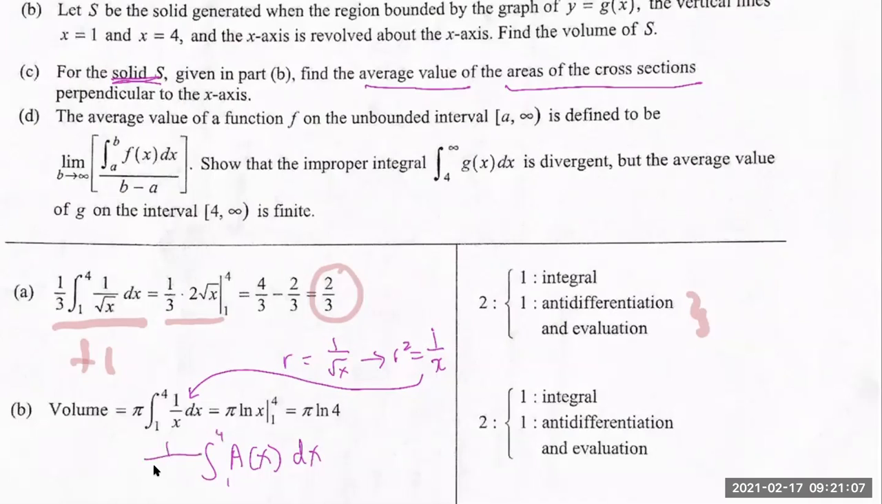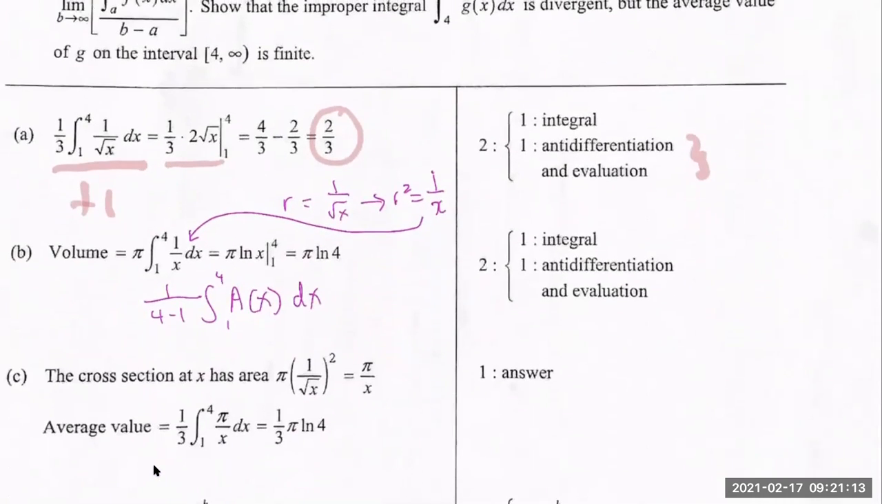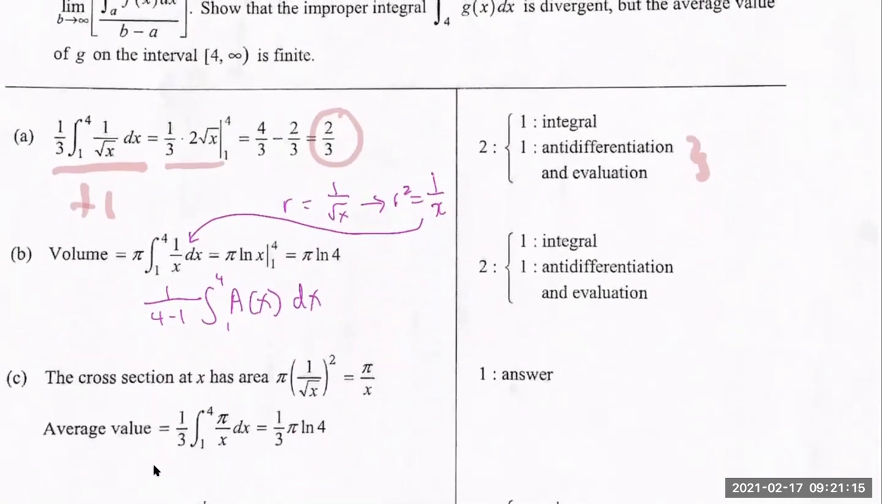And then average value means that I'm going to times that by 1 over 4 minus 1. So down below here, you guys can see they integrated the pi over x that you guys actually had from the previous part as well. And luckily for you guys, that was only 1 point. Whether you got the answer or not, this wasn't even split into two points. So just 1 point for that.